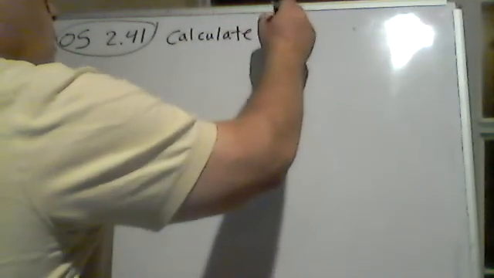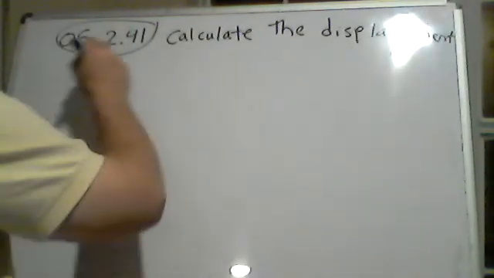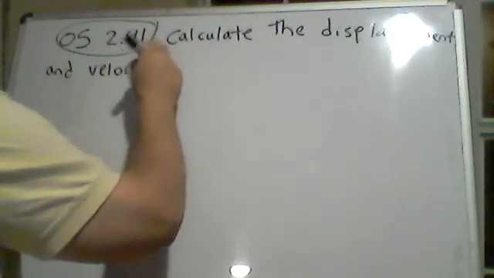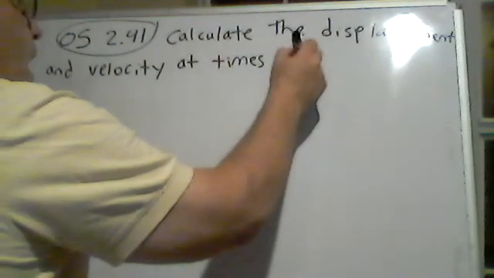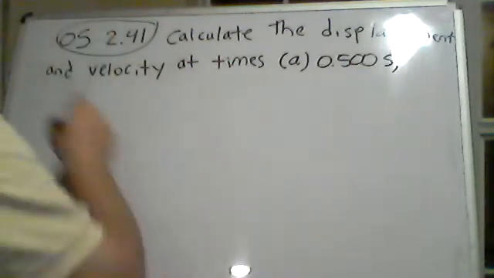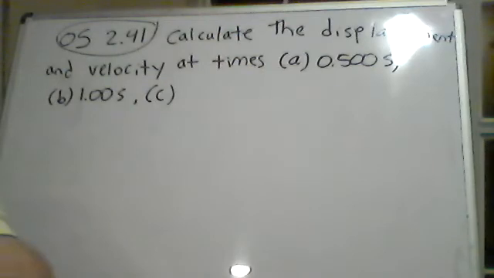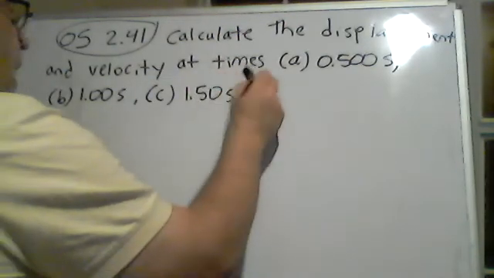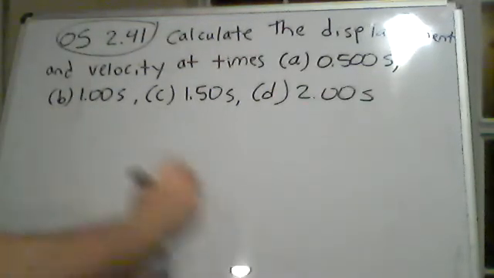What this says is: calculate the displacement and velocity at times A, 0.500 seconds; B, 1.00 seconds; C, 1.50 seconds; and D, 2.00 seconds, for a ball thrown straight up with an initial velocity of 15 meters per second.